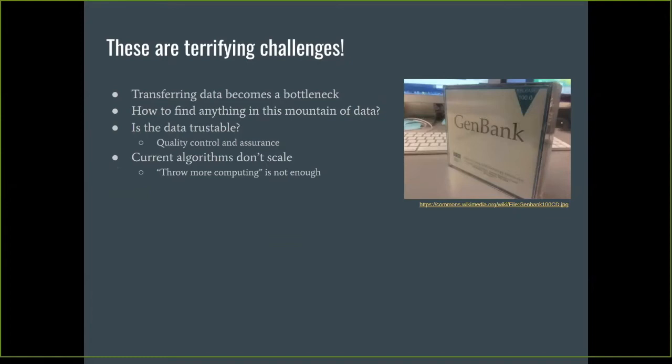So these challenges are good, but they are also terrifying because transferring data becomes a huge bottleneck. So this image on the right is the GenBank release 100. It was distributed in 4 CD-ROMs. And nowadays, just this database is more than 5 terabytes of data. So there's no CD that fits that much data anymore. And how do we find anything in this mountain of data? Is the data that we are searching trustable? There are quality controls and assurance being done to this data. And the main issue is that the current algorithms, they don't scale to these petabyte level databases. So just throwing more computing is not enough.